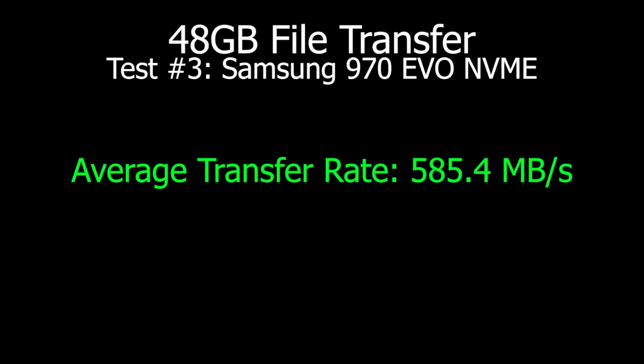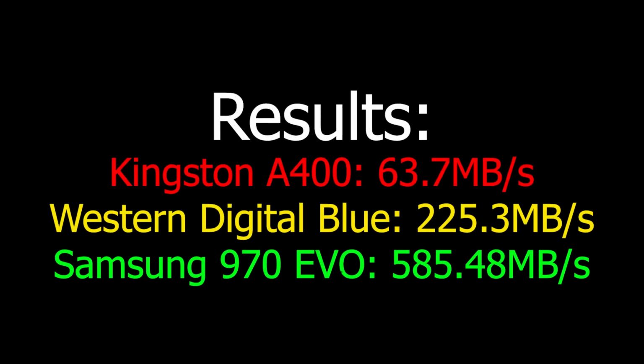Wow, pretty amazing. And here are our final results. The Kingston A400 at 63.7 megabytes per second, the Western Digital Blue at 225.3 megabytes per second, and the Samsung 970 EVO at 585.48 megabytes per second. I think we have a clear winner.